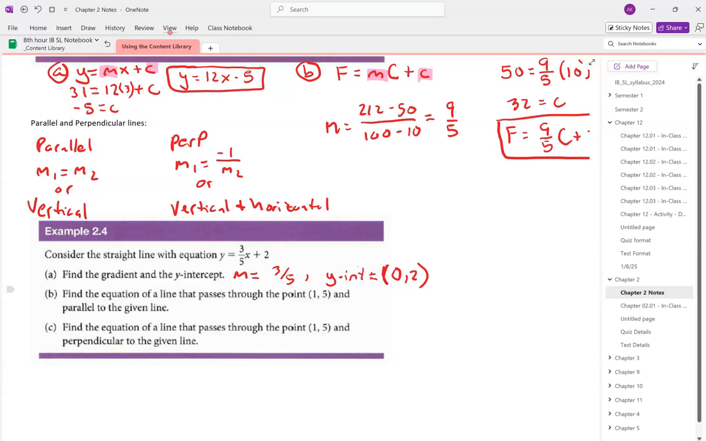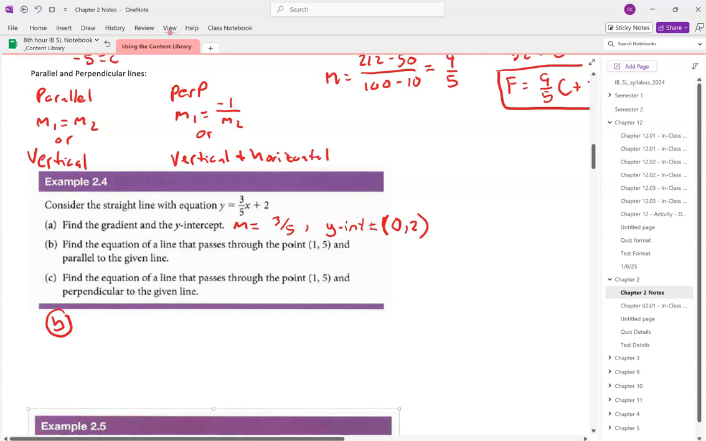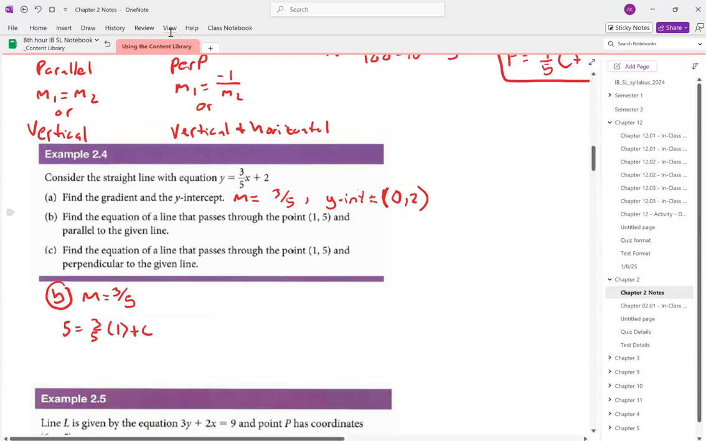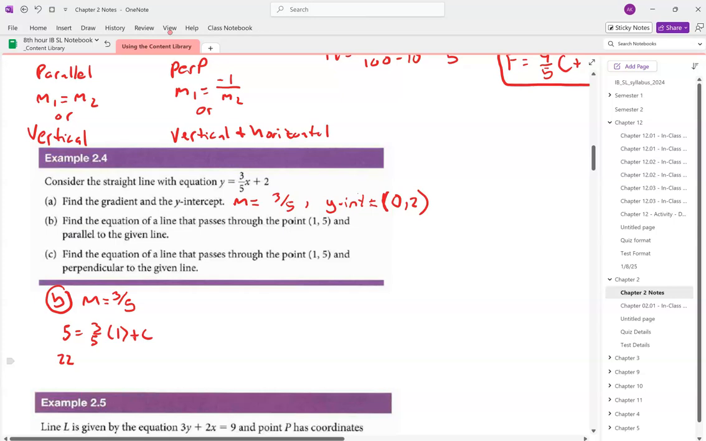Find the equation of a line that passes through the point 1, 5 and is parallel to that given line. What's the slope for my line? 3/5, because it's got to be parallel. So let's say 5 is equal to 3/5 times 1 plus c. So c is 22/5.